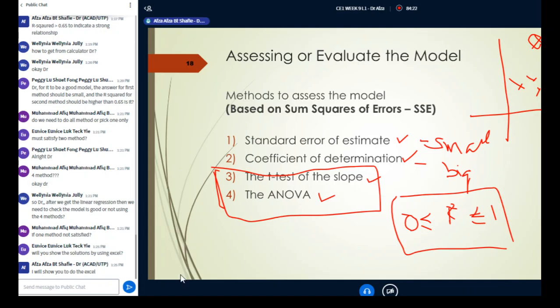To get the beta naught and the beta 1, you just plug in and the calculator will give you what is beta naught, what is beta 1. But at the end of the day, you must know what is actually beta naught and what is beta 1, and how do we actually get the beta naught and the beta 1. That is understanding the concept.